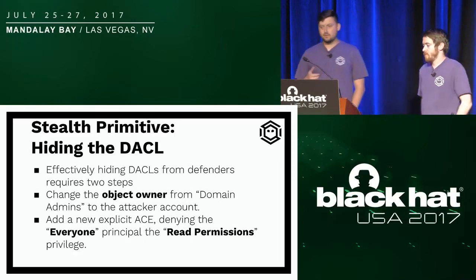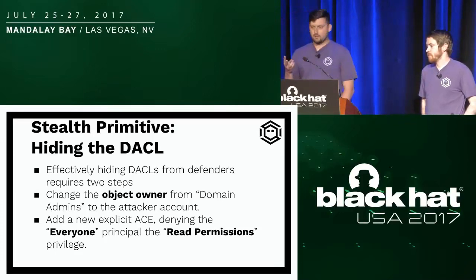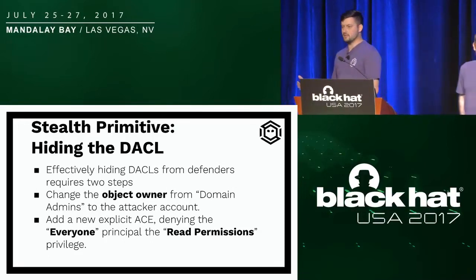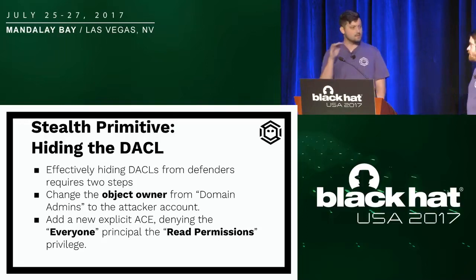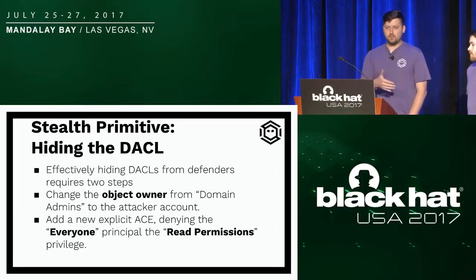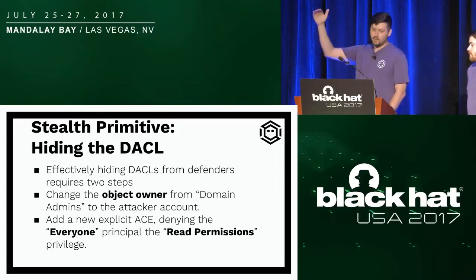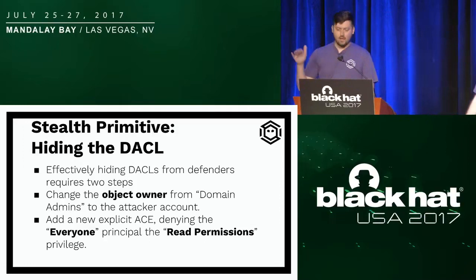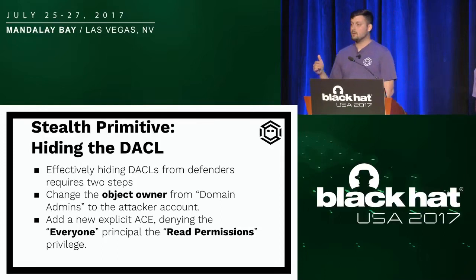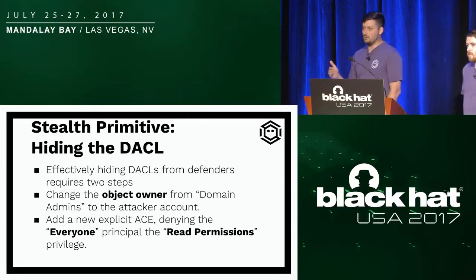The first of which is the ability to hide the DACL from enumeration by an auditor. This requires two steps. Will has made the point already that if I am the owner of an object, I retain all privileges regardless of what other ACEs exist on that user's DACL. So I need to change the object owner away from domain admins to some other principal. Then I need to add a new explicit deny ACE, which is going to override everything else. Remember that SRM inheritance. Yep. For the everyone principal, I'm going to say they are denied read permissions. So now if you use AD ACL Scanner, or if you look in ADUC, you're not going to be able to even read the DACL on the affected object.